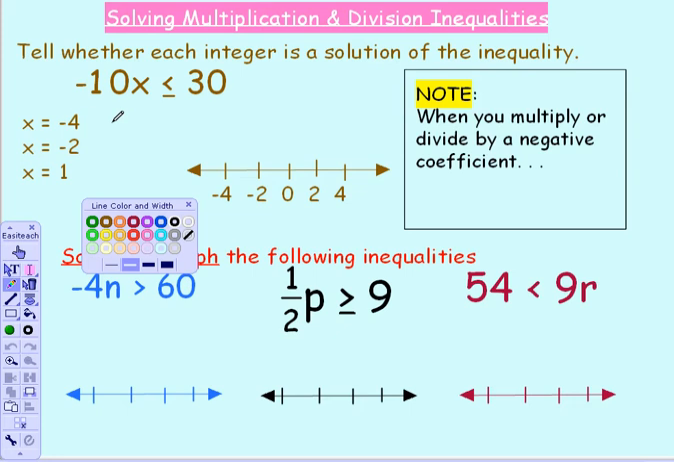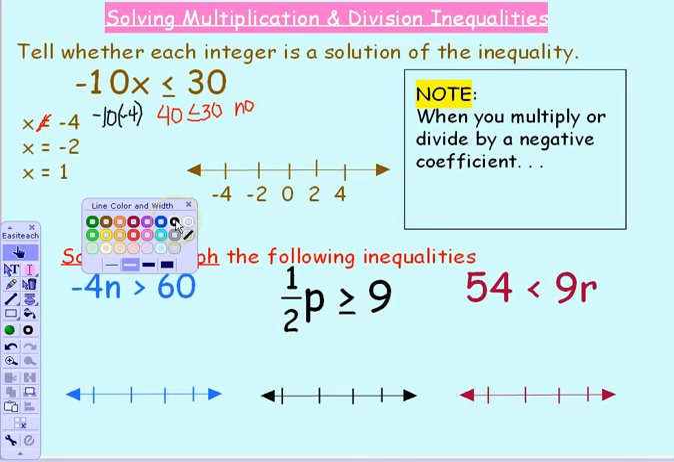So we start with negative 10 times negative 4, because negative 10x means multiplication. So I took the x out and I put a negative 4 in its place. Negative 10 times negative 4 is positive 40. Is 40 less than or equal to 30? No. So x cannot equal, so we put a little line through the equal sign. x cannot equal negative 4.